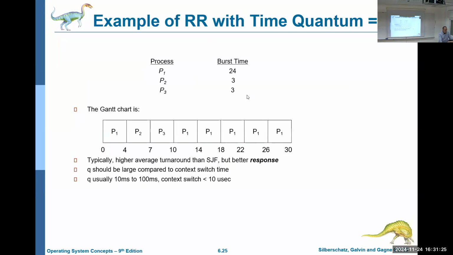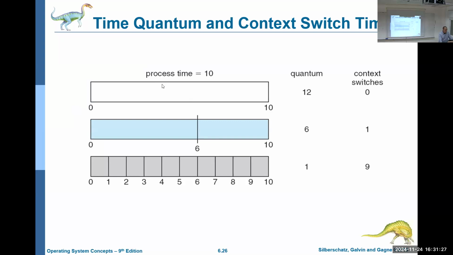So if the process time is 10 and the quantum is 12, then how many context switches do we have? 0. If the process is 10 and the quantum is only 6, then we're gonna have 1. You just divide the one number by the other. Right, if the quantum is only 1 and we have 10, then we're gonna have 9 context switches. Because not 10, 9. Minus 1.